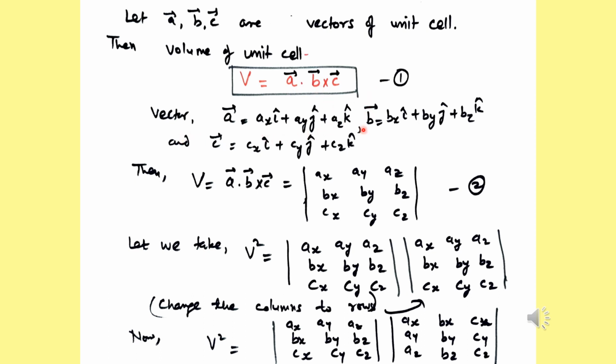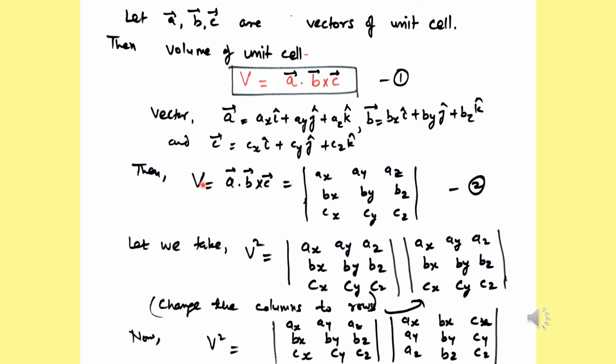If we take the vectors in component form along the x, y, z axes in terms of unit vectors, a equal to a_x i plus a_y j plus a_z k, b equal to b_x i plus b_y j plus b_z k, and c equal to c_x i plus c_y j plus c_z k, then the scalar triple product in determinant form is a_x, a_y, a_z, the components of b are b_x, b_y, b_z, and the components of c are c_x, c_y, c_z.